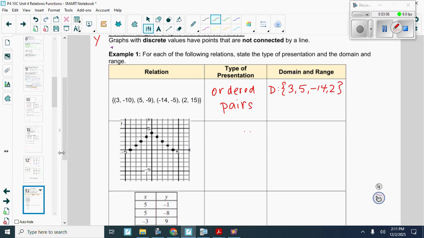The range, we're going to do the same thing. We're going to do an R for range. We're going to use our curly brackets. And we're going to list all the Y values: negative 10, negative 9, negative 5, and 15.